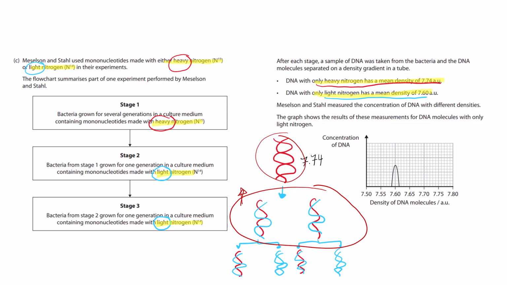DNA with only heavy nitrogen has a mean density of 7.74. DNA with light nitrogen has a mean density of 7.6. Meselson and Stahl measured the concentration of DNA with different densities. The graph shows the results of these measurements for DNA molecules with only light nitrogen. That makes sense. Over here, it's at 7.60 and the light nitrogen is 7.60.